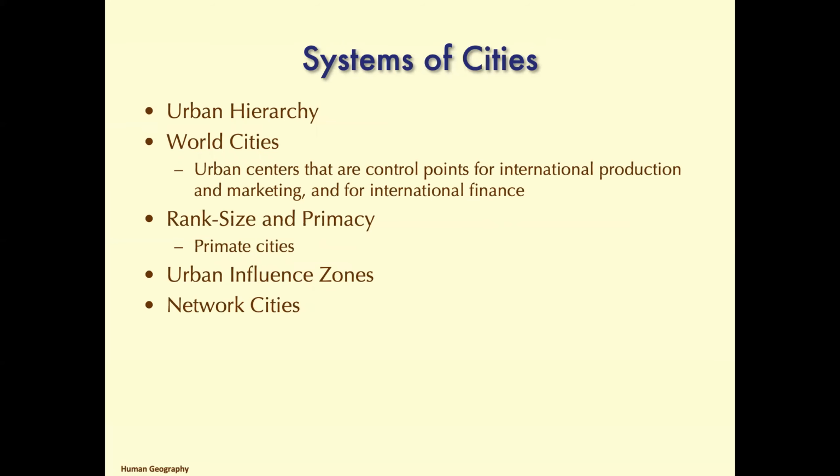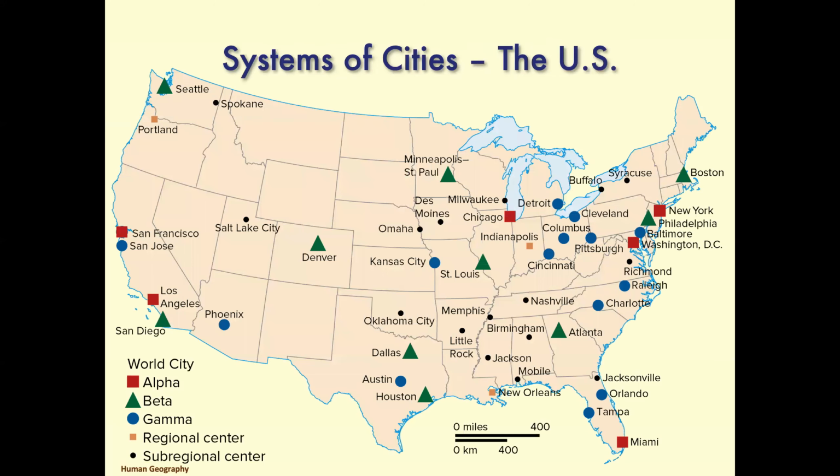Here's the idea of the system of cities, and we'll talk about in the US what the alpha cities are, the betas, the gamma, the regional centers, and sub-regional centers. And these cities, for example, New York has dominance in the east, Chicago in the Midwest, LA and San Francisco out west. And then the cities in the green, blue, orange, and black, that would be the betas, the gammas, the regional and sub-regional centers, serve almost subservient roles to these larger cities. Okay.